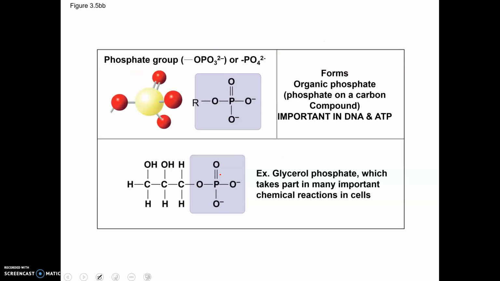This is called a phosphate. Sometimes, I've never actually seen it written this way. I usually see it written this way. This is not negative, this is a connection. So this is what it's connected, and it's PO4. 4 oxygens, one's a double bond, the other 2 have negative signs on them. It doesn't have to be the top one. This is important in ATP, also in DNA. So this is a phosphate group.